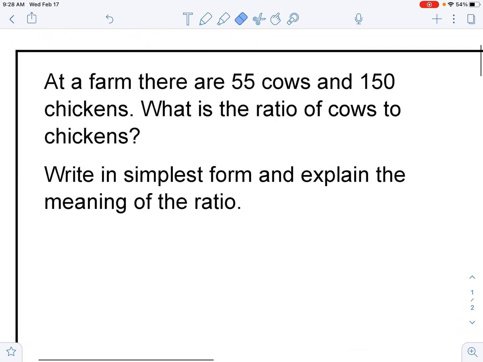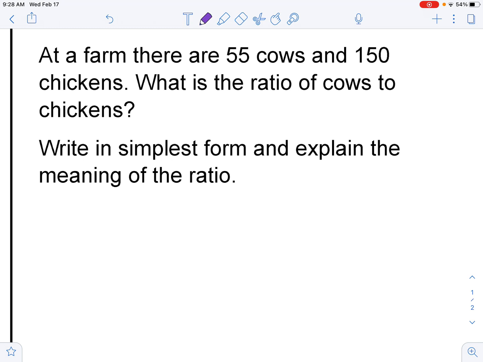So the first question says, at a farm there are 55 cows and 150 chickens. What is the ratio of cows to chickens? Write in simplest form and explain the meaning. So because we're given cows to chickens, we're going to put cows on top and chickens on bottom. So 55 is going to go on top and 150 goes on bottom. And remember, when we're writing ratios, they should have no labels and be written in simplest form.